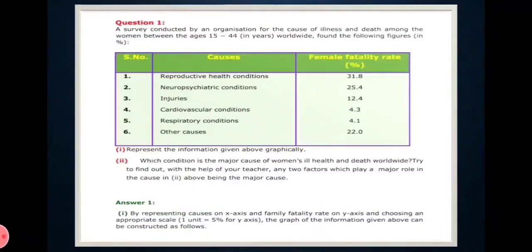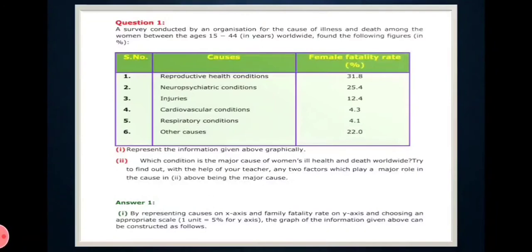neuropsychiatric conditions. Again leave one box, and in the third box you will write the third cause, that is injury. Similarly leave one box, and every alternate box you will write one cause. The fourth cause is given as cardiovascular condition, the fifth cause is respiratory condition, and the sixth cause is other causes.